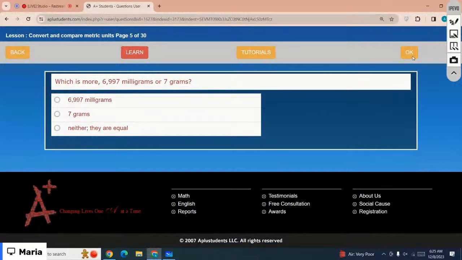Which is more, 6997 milligrams or 7 grams? 7 grams is more, right? Because 7 times 1000 is 7000. So 7 grams is more than 6997.